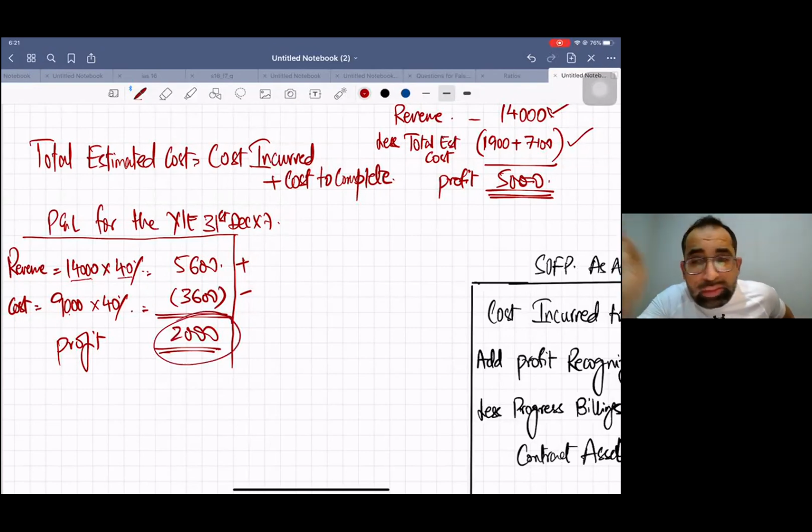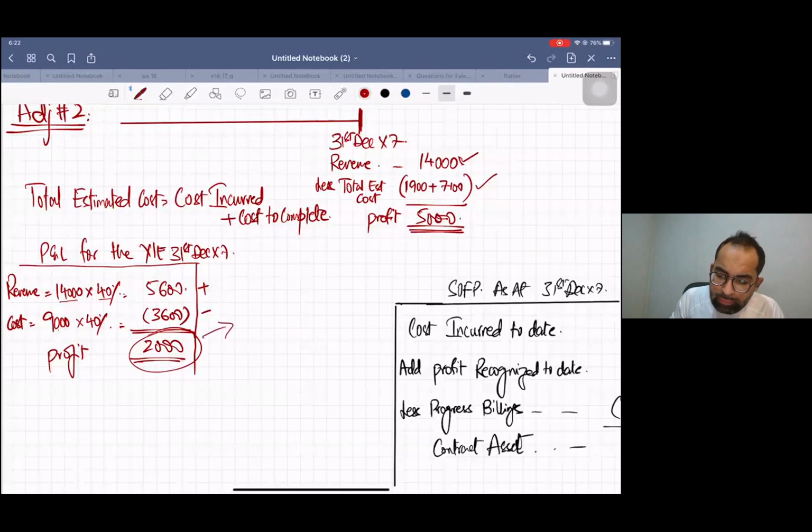In this question, you don't need to make the complete income statement. You only need to adjust the profit. So for profit adjustment, you can directly add 2,000. This is enough. And one more style: add 5,600 and deduct 3,600. This is for the income statement, which we have done.